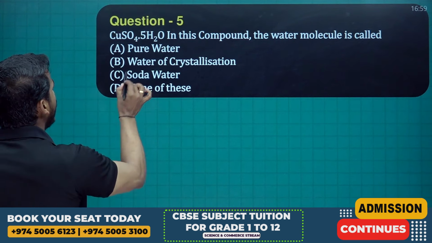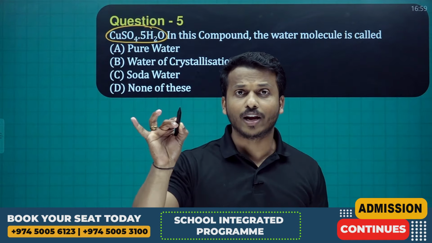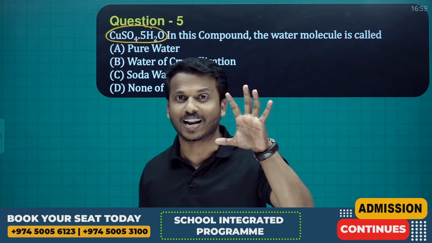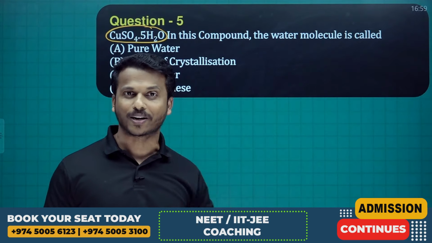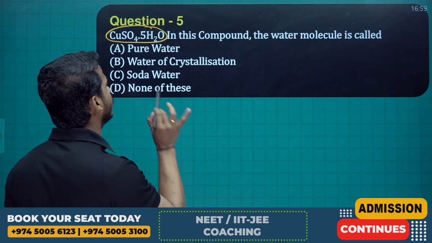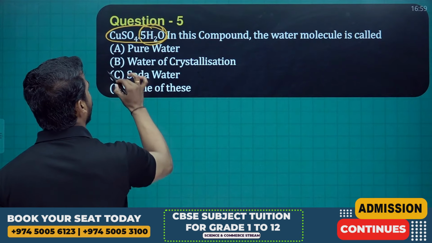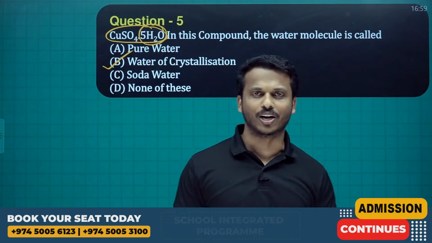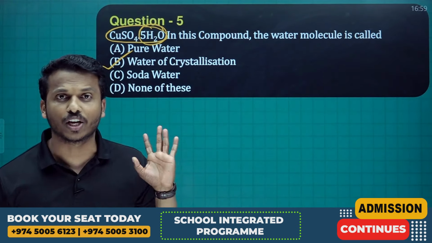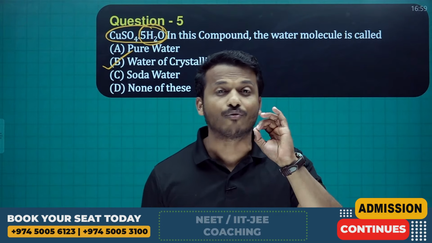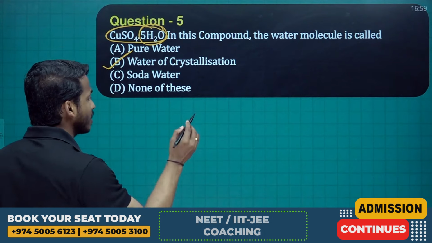Question number 5. CuSO4 5H2O. We studied copper sulfate 5H2O. 5H2O is the water of crystallization, right? And this 5H2O is responsible for the blue color of copper sulfate, right? So in this compound, what do we call these 5 water molecules? Water of crystallization. Do you remember the definition of water of crystallization, my dear? Water of crystallization means the fixed number of water molecules present with one formula unit of a compound, right? You may study it.